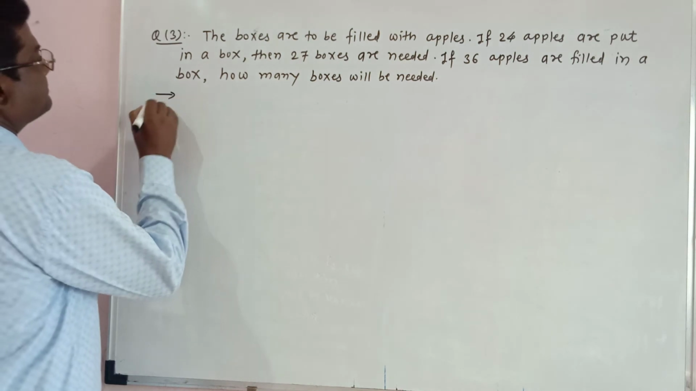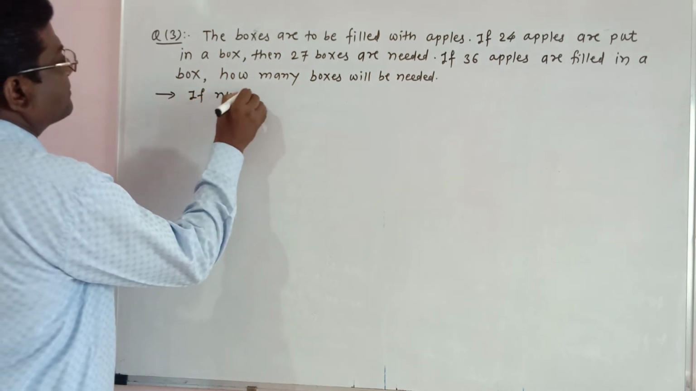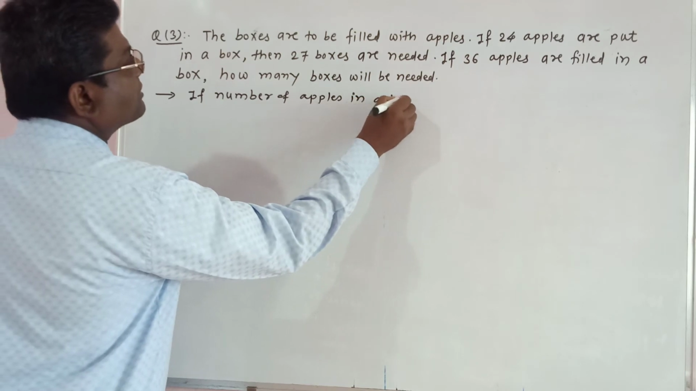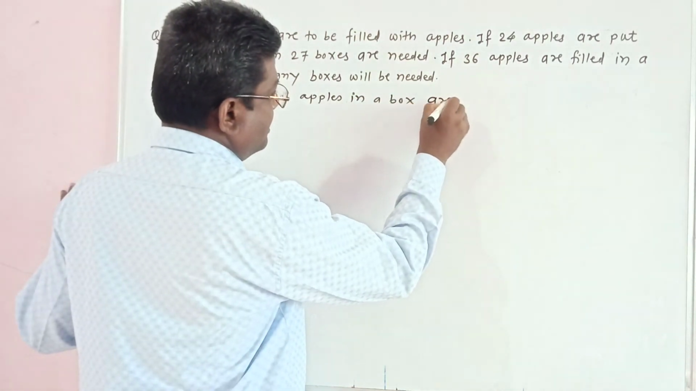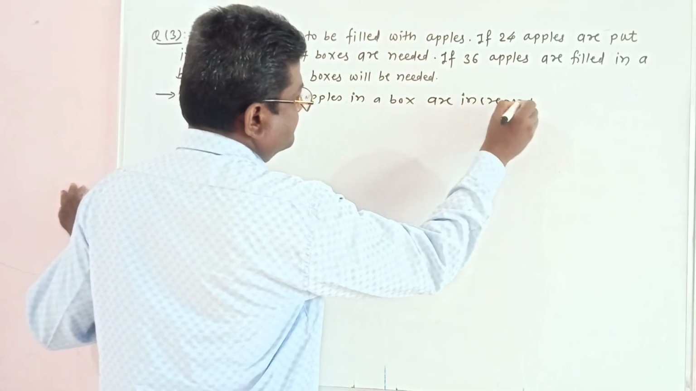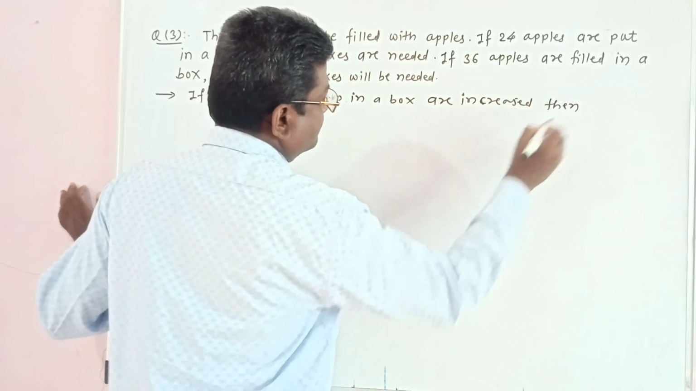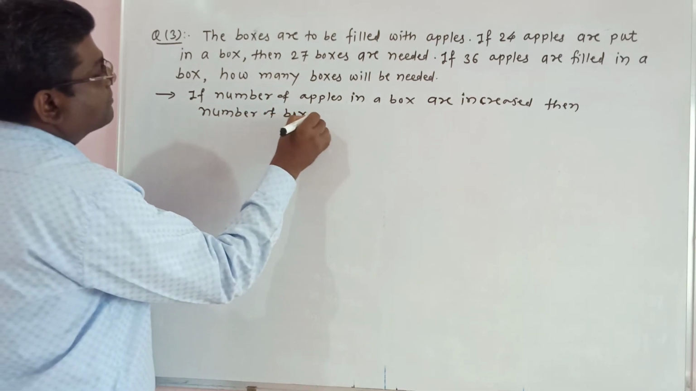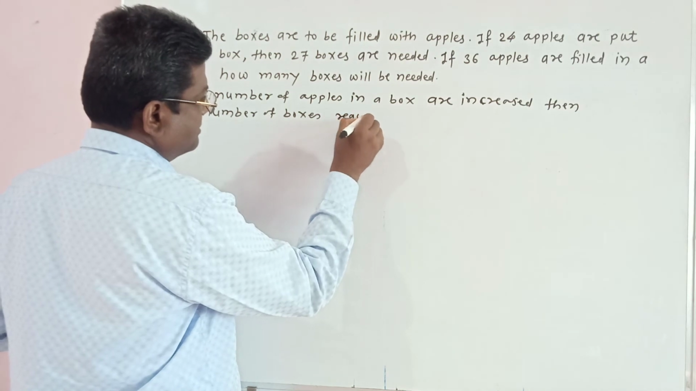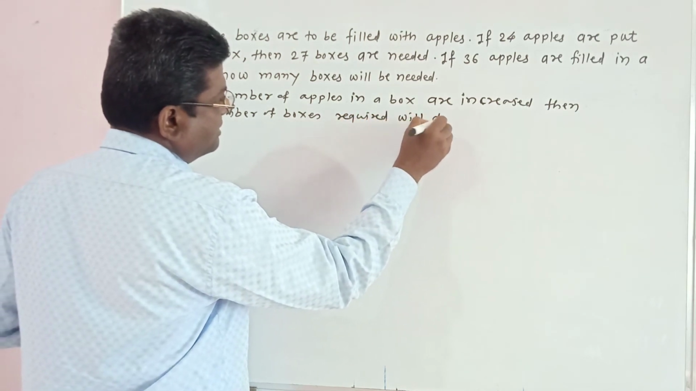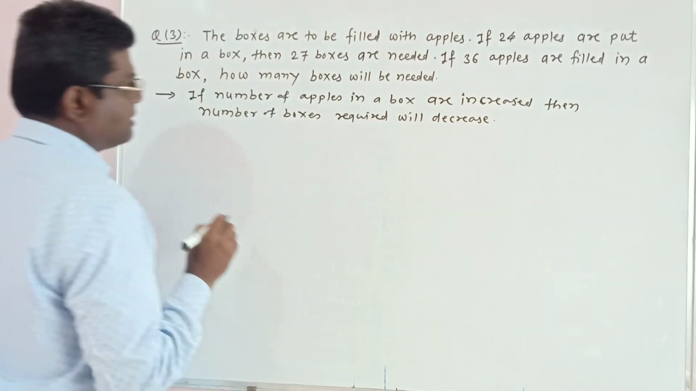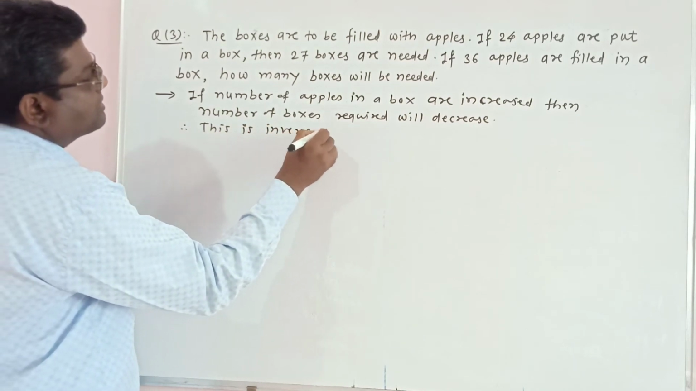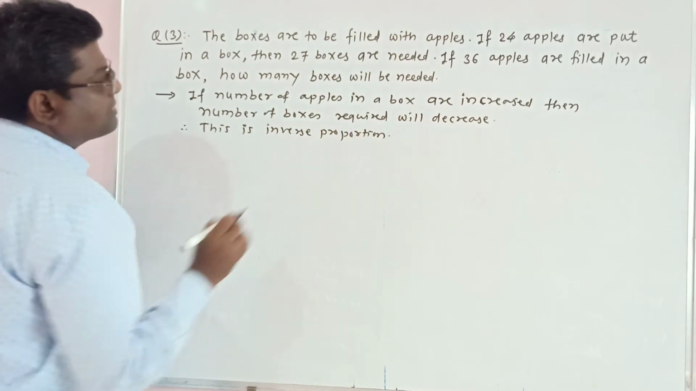Now we write, if the number of apples in a box is increased, then the number of boxes required will decrease. Therefore, this is inverse proportion.